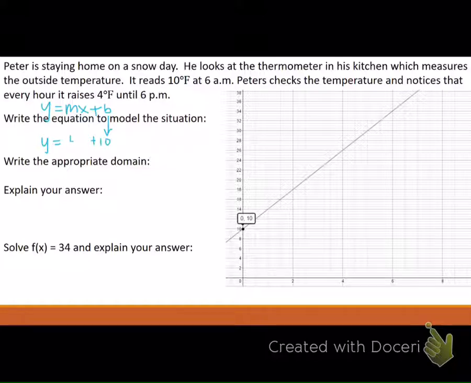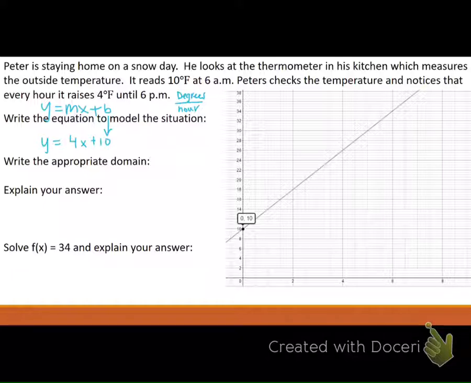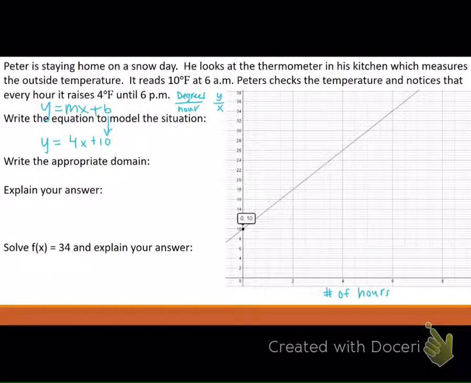It's increasing by 4 degrees every hour. So it's degrees per hour. So degrees per hour is your rate of change. Remember, it's y over x. So that means that x is the number of hours when I go to label my graph. And y is my temperature in degrees Fahrenheit.